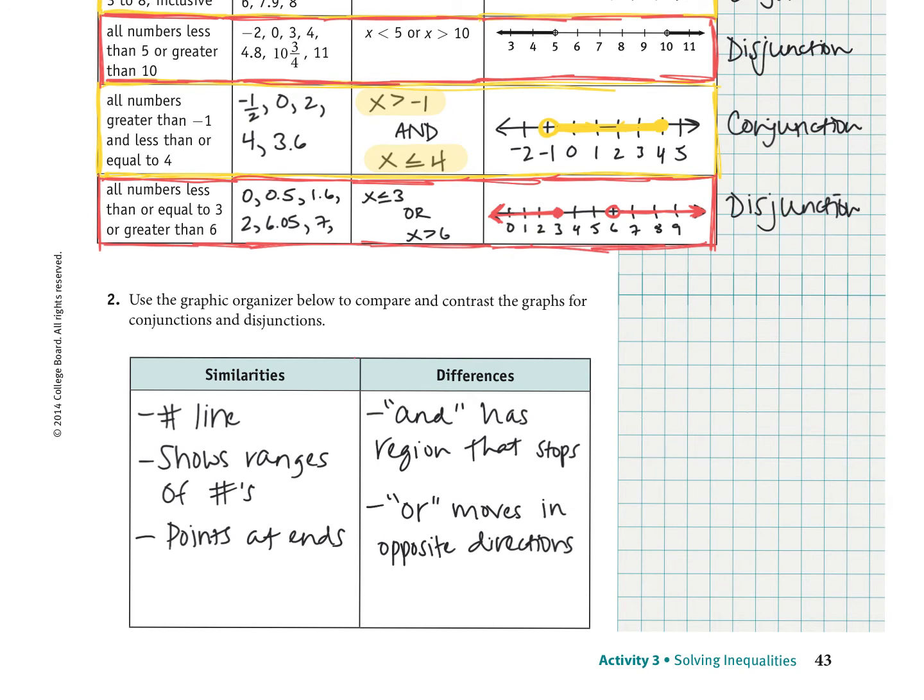All right, let's check some of the things that I wrote down with what you said. So we know some similarities are that there is a number line. It shows ranges of numbers, not just one number. And we know there are points at some of the ends. In comparison, our and graph, our conjunction, really has a region where the shading stops, whereas our or graphs, our disjunction, move in opposite directions.